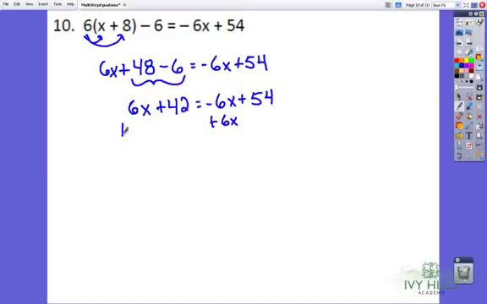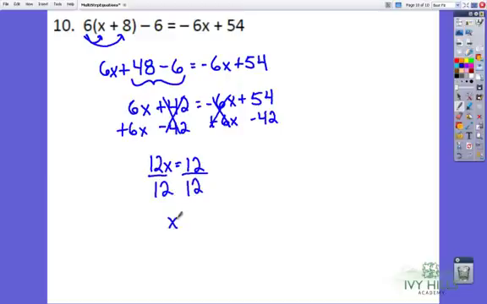Adding 6x to both sides, and then subtracting 42 from both sides. Again, I'm moving my variable terms to the left and my constant terms to the right. So that would give me 12x equals, the 42s cancel, the 6x's cancel, 54 minus 42 is 12. If I divide both sides by 12, that gives me an x value of 1.